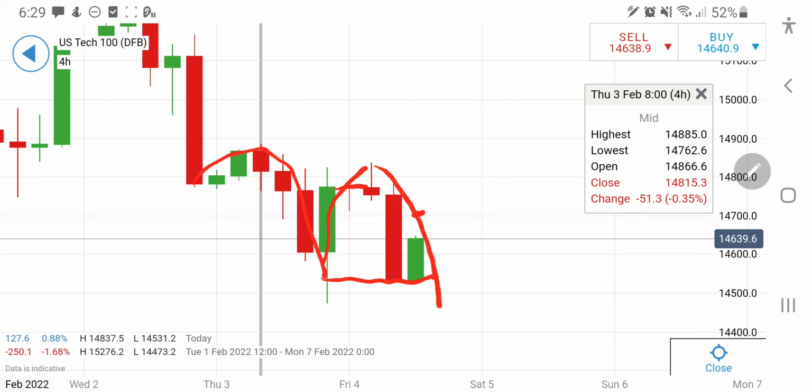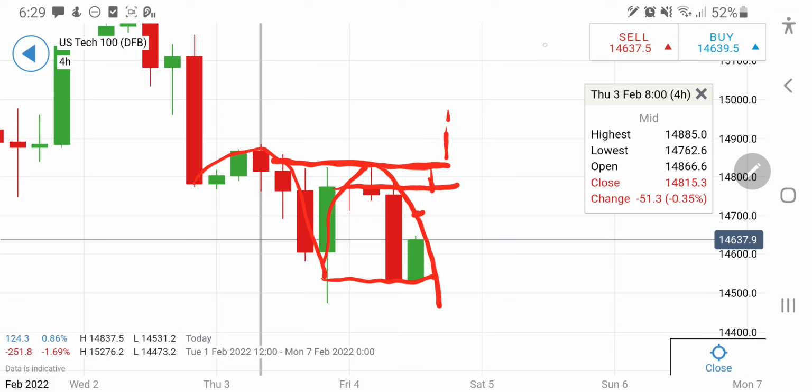You can probably expect it to get a resistance at around 14,770, 14,780 zone, and beyond that 14,838, 40 zone. This is the zone I am targeting since yesterday. This is a very important zone for US100 to break and go past by. Beyond that, definitely it will rise past 14,900 and 14,970 levels.